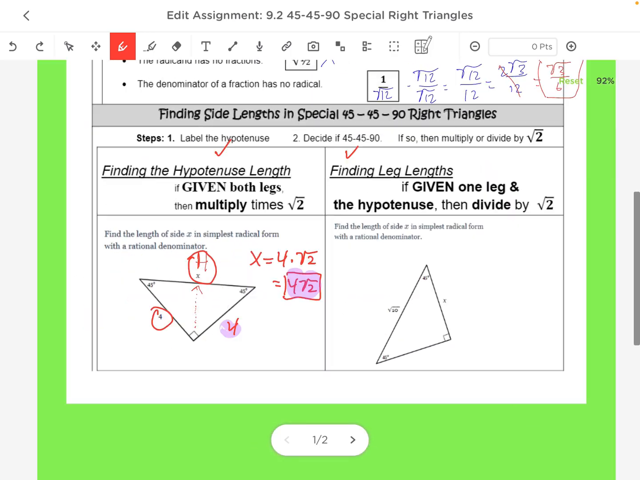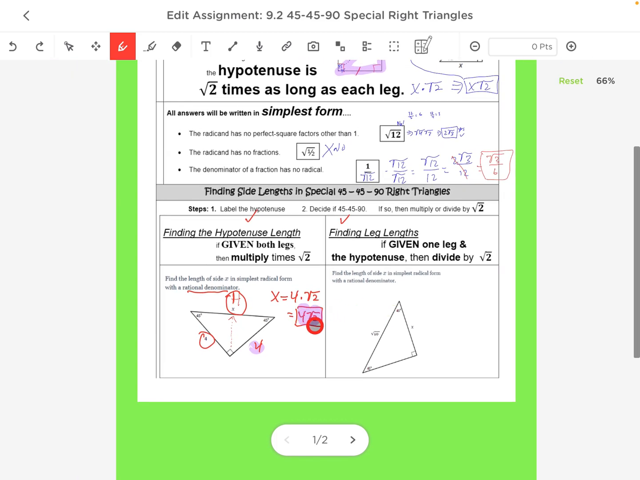Now, conversely, let's look at this problem. They want, and of course they said, rational denominator. This one, let's ask ourselves, is that simple? Are there any perfect squares other than 1? 2 is the lowest, right? It has no fractions inside there, and it's not on the bottom of a fraction, so that's good.